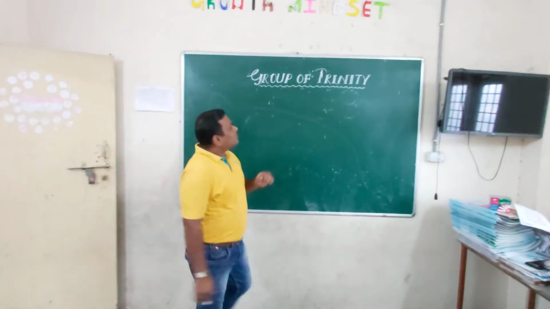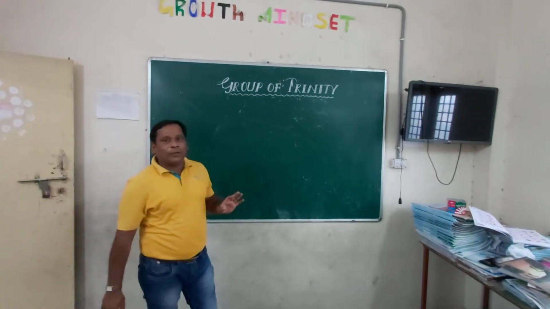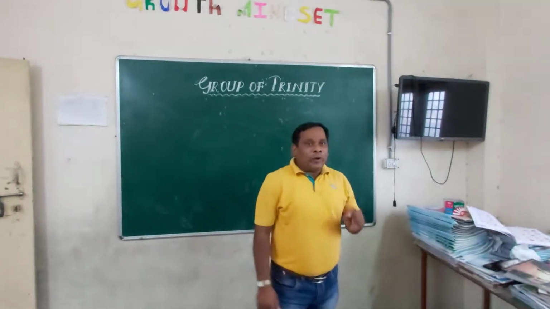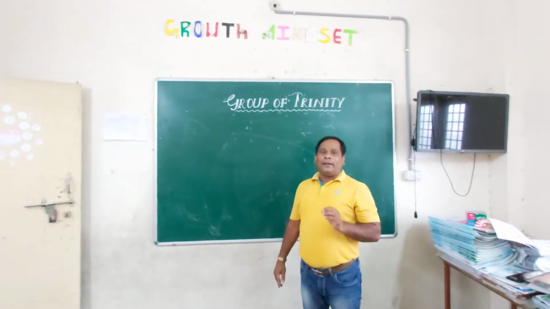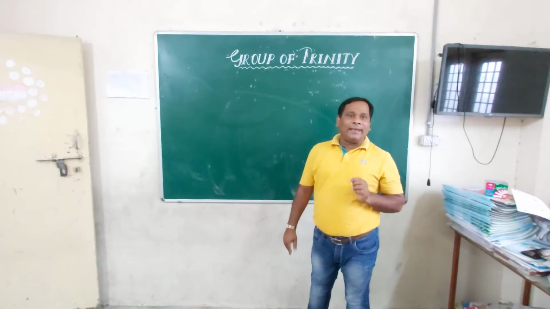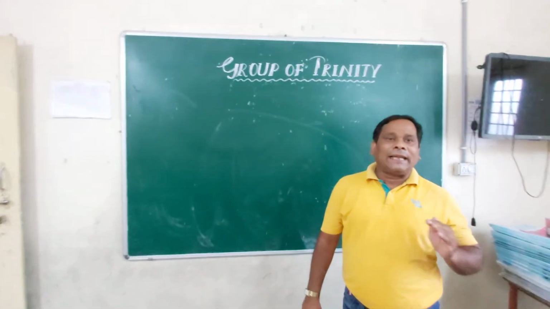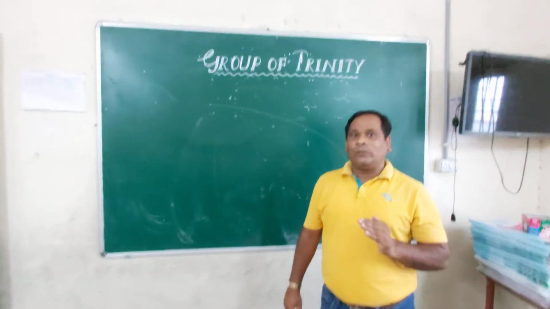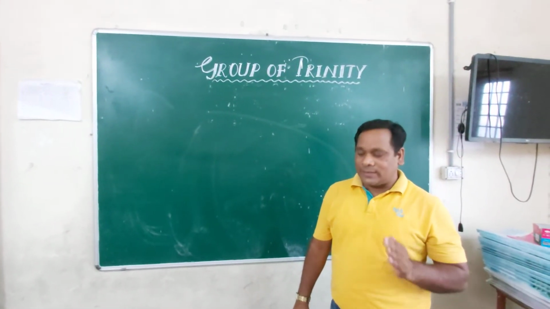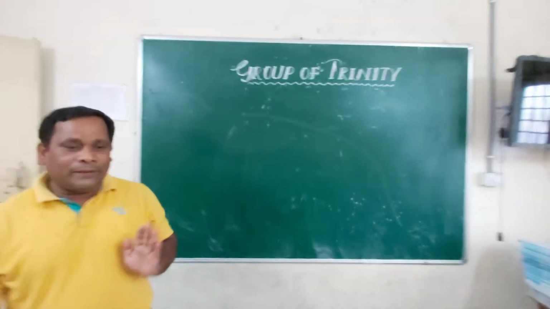Okay, children, I already taught you about the concept of this chapter, alright? And you know very well your book is completely related with the CCE pattern, that is the continuous comprehensive evaluation. Therefore, the concept and activity method we have to follow, right? So we have to teach the concept at first, then how this concept is related with the activity.